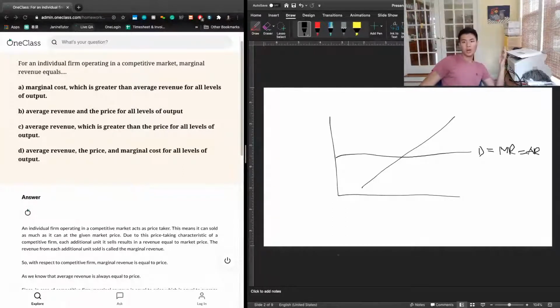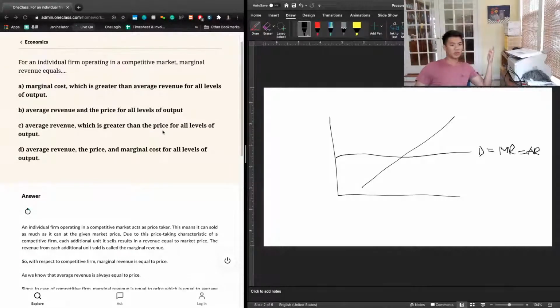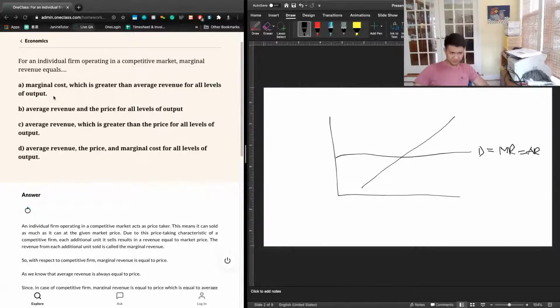And so what does this really match up to in our answer choices? The correct answer would be B. For an individual firm operating in a competitive market, marginal revenue equals average revenue and the price for all levels of output. We can see that here, right? And so that's going to be our final answer here.